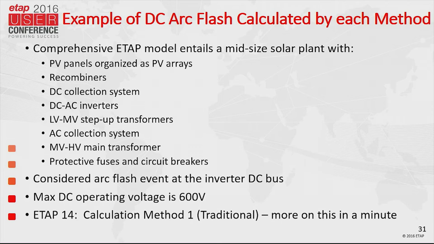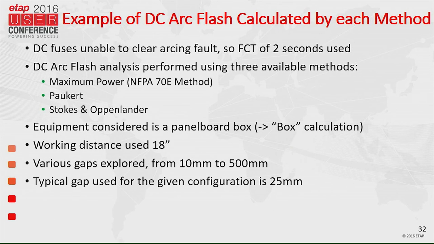My intent is to get through this in a reasonable amount of time rather than prolong it. So that's going to be our case study, the inverter DC bus. The system DC operating voltage is 600 volts. We're using calculation method number one. More on this in a minute. In the solar system, as is often the case, there's not enough fault current for the DC fuses to actually clear the fault within the customary 2-second clearing time. So we use 2 seconds as the fault clearing time.